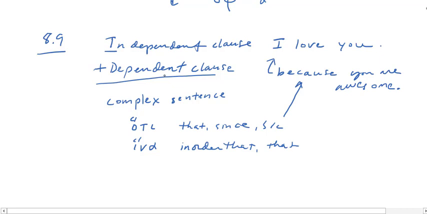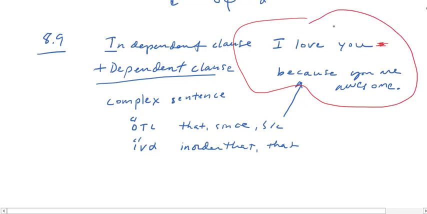Okay? That is to say, if I can just for a moment erase this little arrow, and let's treat this whole thing as one sentence, okay? I love you, we'll get rid of that little period. I love you because you are awesome. How many verbs do I have if I have an independent clause and a dependent clause? I should have 2 verbs, right? Where are my verbs? Love, are. Very good. How many subjects do I have? I is a subject, and you are a subject, right?